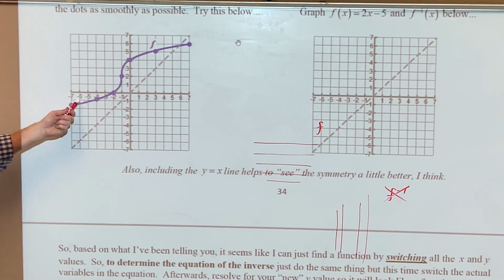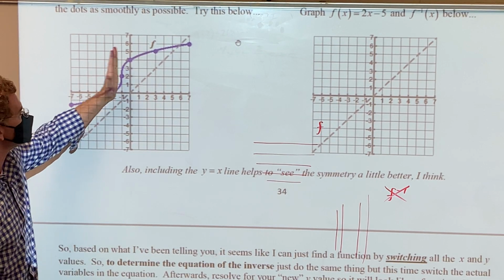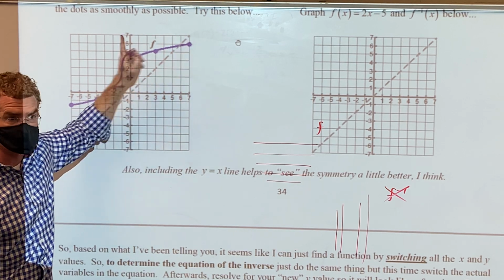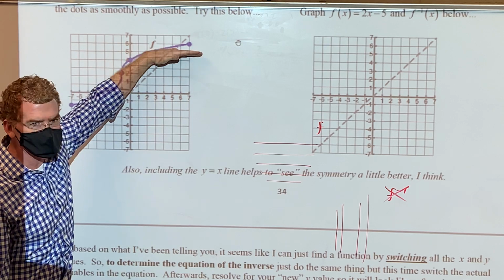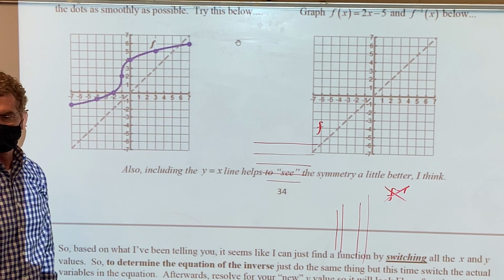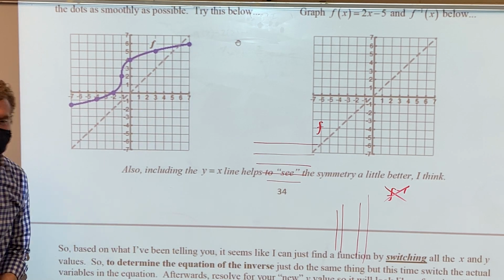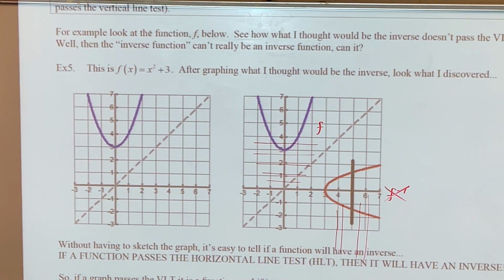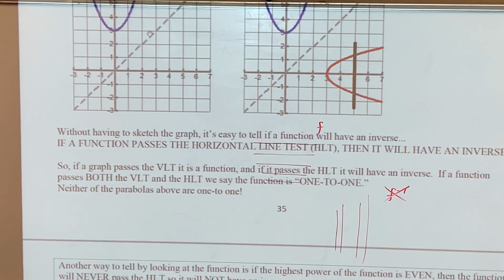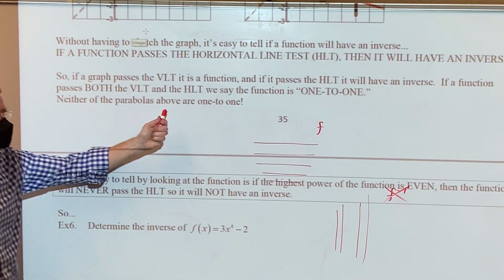This one that had an inverse, does it pass the vertical? Yes, so it is a function. Did it pass the horizontal? Yes, so it has an inverse. And if it passes both, there's a very special name to that. And the special name, I am guessing that I mentioned it, yes, is one-to-one.